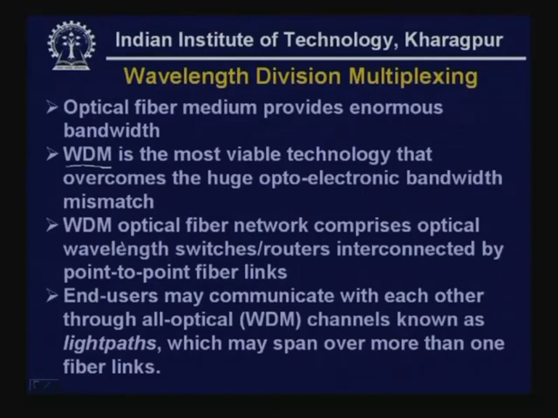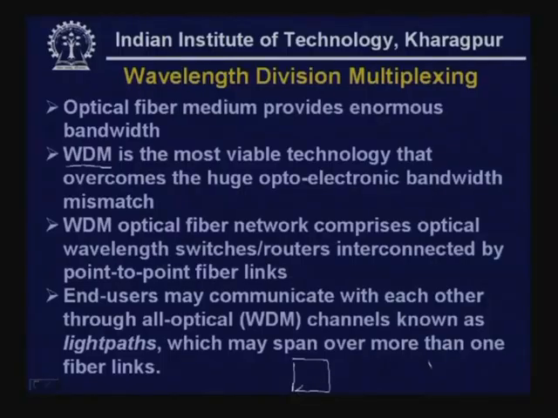So, a wavelength division multiplexing optical fiber network comprises optical wavelength switches or routers interconnected by point to point fiber links. That means, you have got say a switch or router, and you have got an optical fiber cable, and then this switch can receive a number of signals, and the switch can also separate out a large number of signals. So, this is how it is being done, and this is your optical fiber cable.